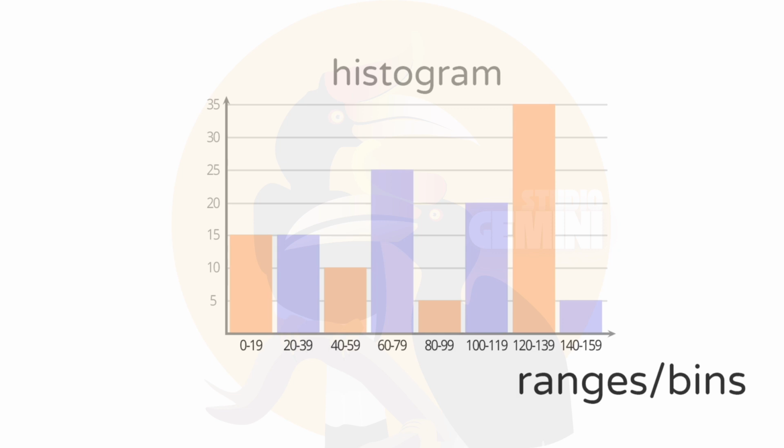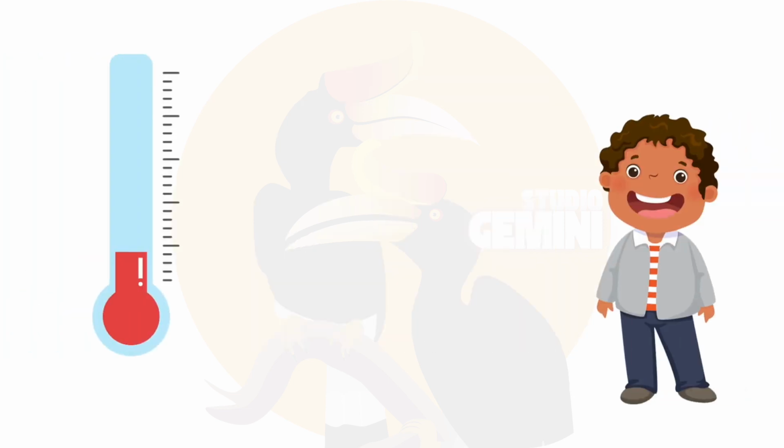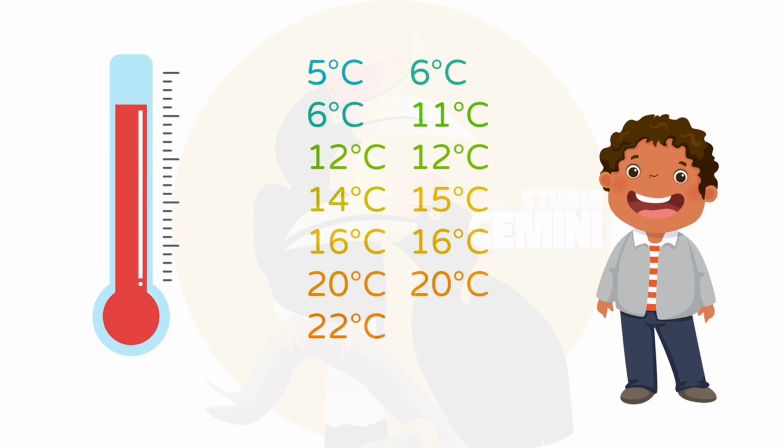or bins. So let's say Caleb decided to record the temperature every morning when he woke up. Over the next 16 days, he recorded the temperature in degrees Celsius. After he put them in increasing order, the temperatures were 5, 6, 6, 11, 12, 12, 14, 15, 16, 16, 20, 20, 22, 22, 23, and 25.